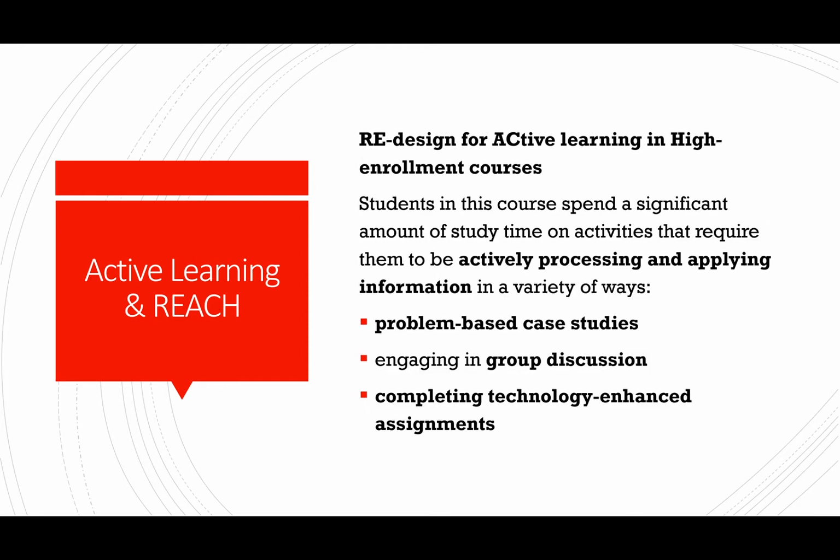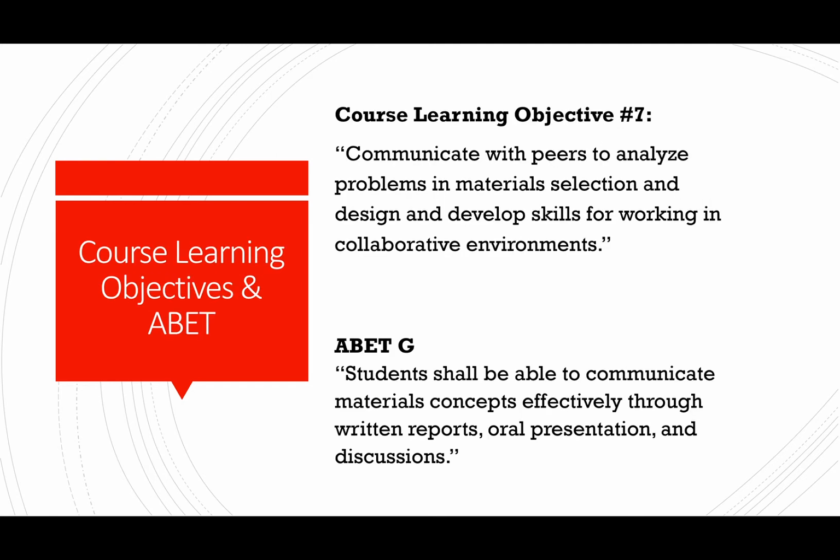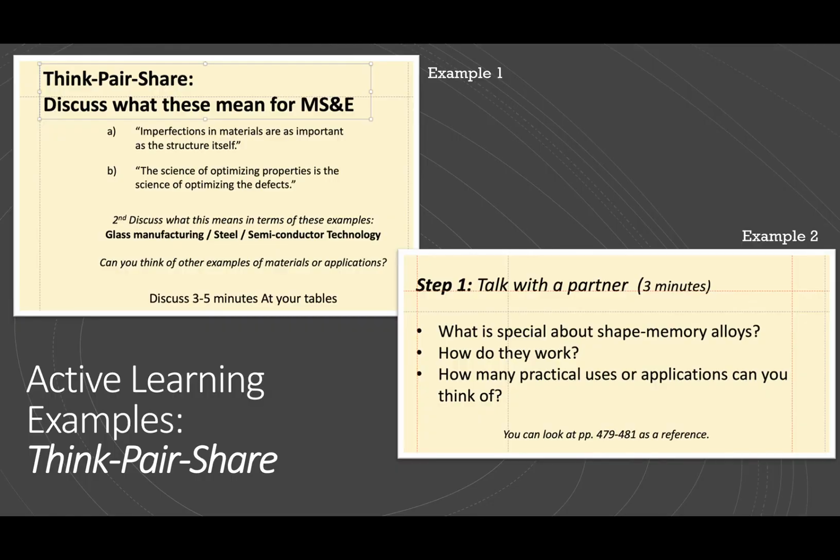The students in this course spend a significant amount of study time on activities that require them to actively process and apply information in a variety of ways: problem-based case studies, engaging in group problem solving and group discussion, and completing technology-enhanced assignments. And obviously, one of the objectives of the course is to communicate with peers to analyze problems in material selection and design and develop skills for working in a collaborative environment. This is in accordance with ABET G, that the students shall be able to communicate material concepts effectively through written reports, oral presentation, and discussion.